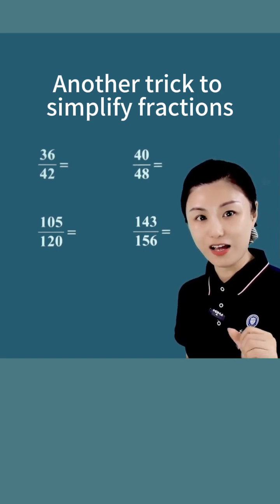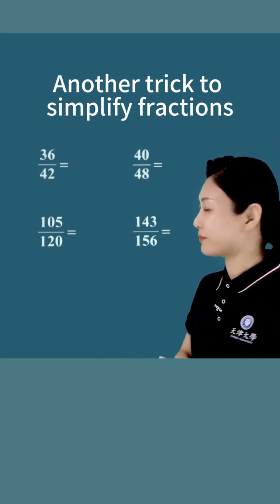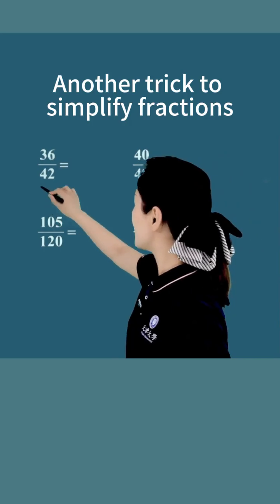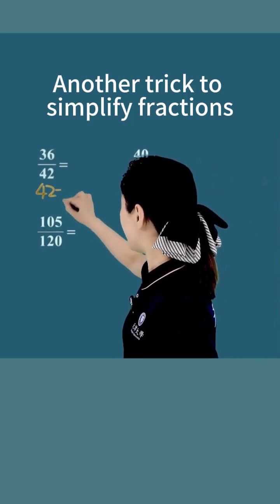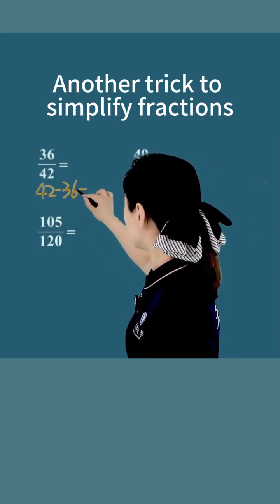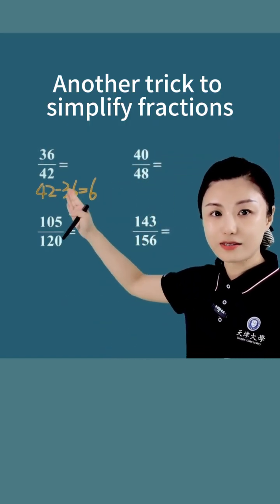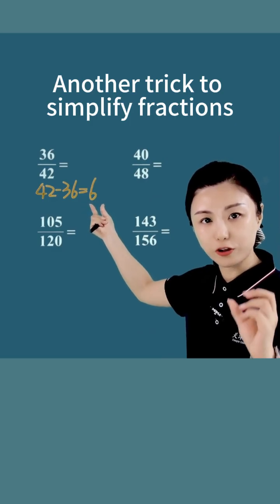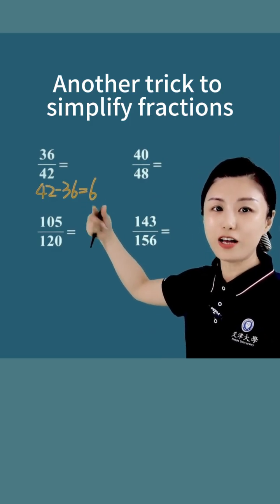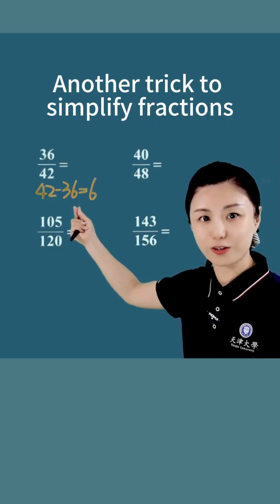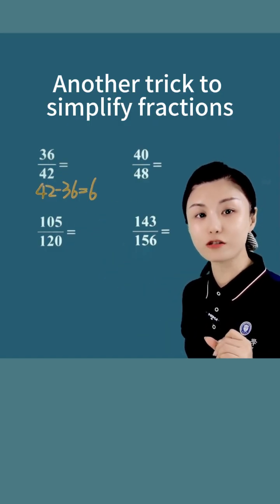Today, we'll teach you another trick. With this reduction method, we use the larger number minus the smaller one, right? 42 minus 36. You see, the result is 6. Now, let's first check if 36 can be divided evenly by this result, 6. In other words, can the smaller number among these two be divided by the result?